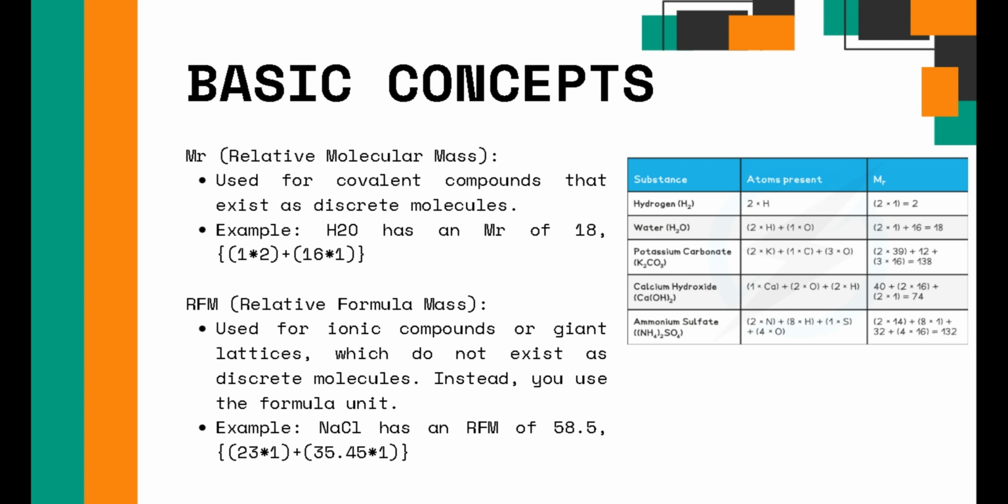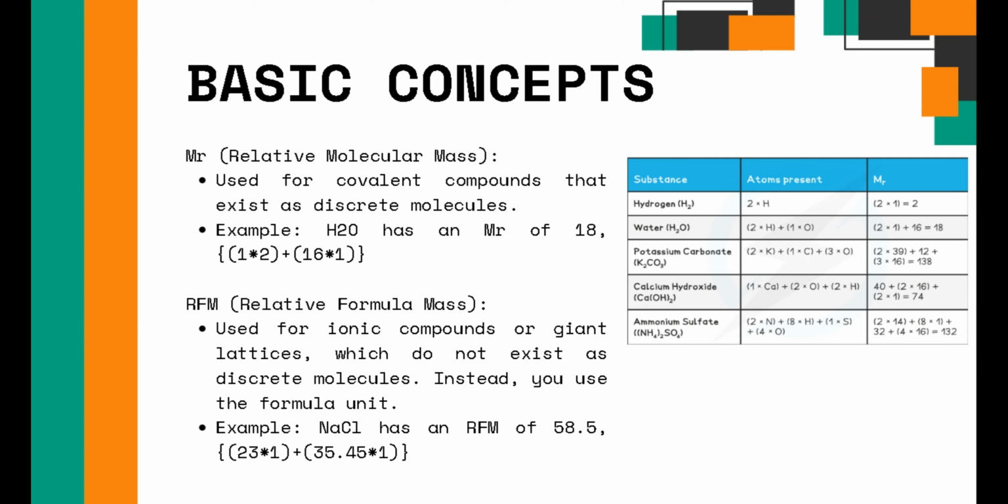Relative molecular mass, symbol being Mr, and relative formula mass. Both of them are the sum of atomic masses of all atoms present in the molecules. The difference is Mr is used for covalent compounds and RFM is used for giant lattices or ionic compounds. As you can see in the table, we have some examples. Mr for H2 would be 2. As I said earlier, we need to sum the mass of all atoms present, even if it's the same element. Mass of hydrogen is 1. If 2 atoms are present, then Mr of H2 would be 2.